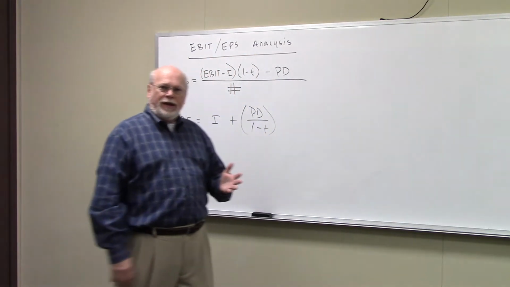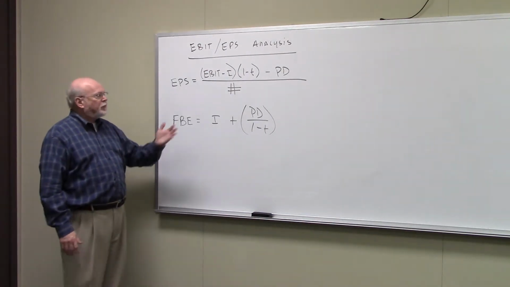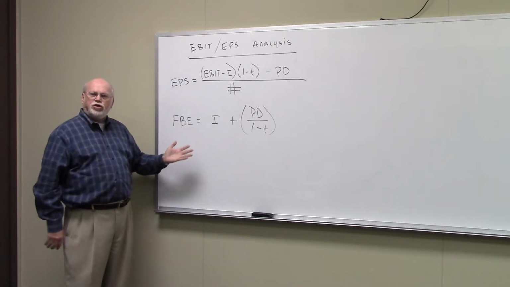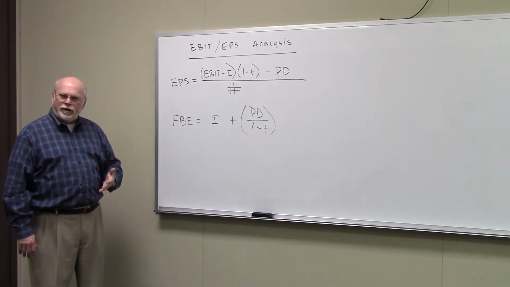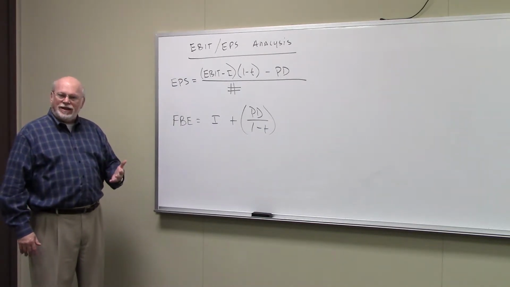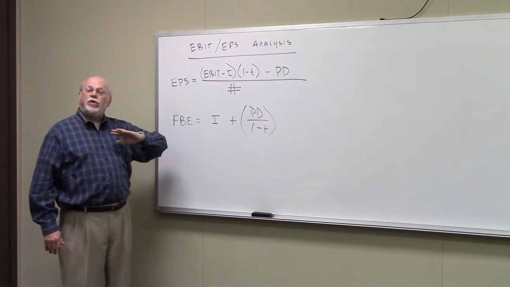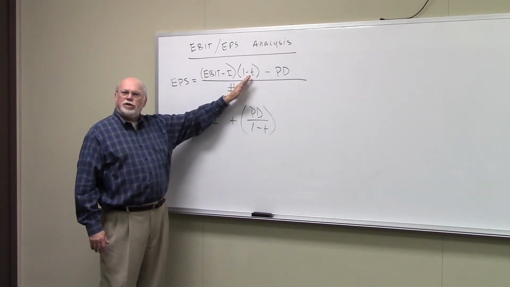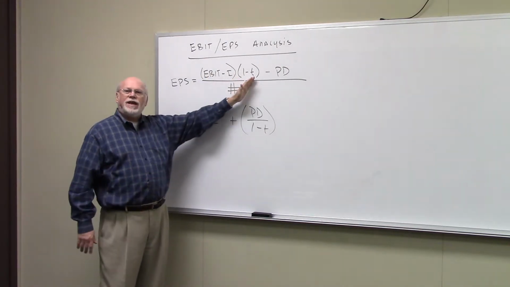Now, given all of that, I'm going to show you how to do an EBIT, earnings per share analysis. A couple of formulas that you should be familiar with and that you should know as we go through this. One is, how do you calculate earnings per share? Well, if you go down the income statement and you get the EBIT, if you take EBIT and subtract out interest, you're left with earnings before taxes. If you multiply earnings before taxes times 1 minus the tax rate, then what you have is net income.